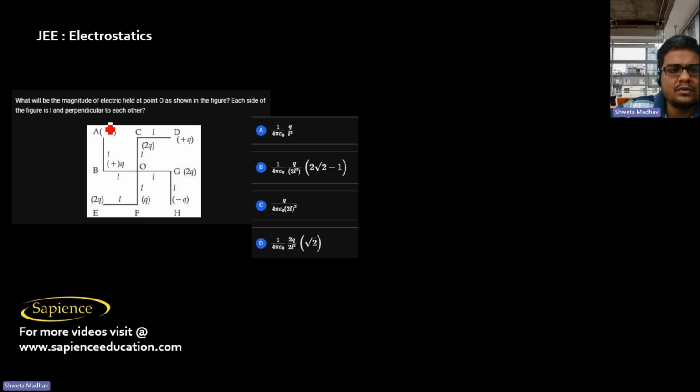Then here it is told, what will be the magnitude of electric field at point O as shown in the figure? Each side of the figure is of length L and perpendicular to each other. What will be the electric field here? So all these are charged linear rods, I can say.